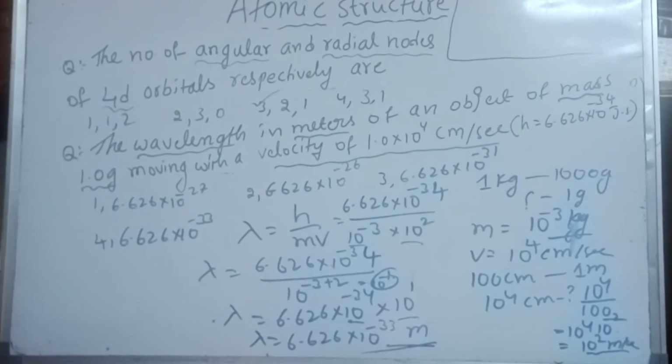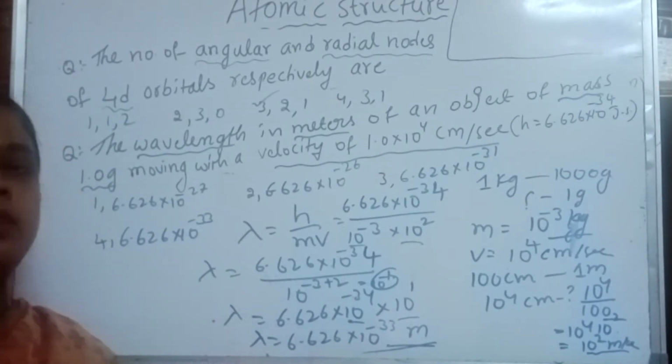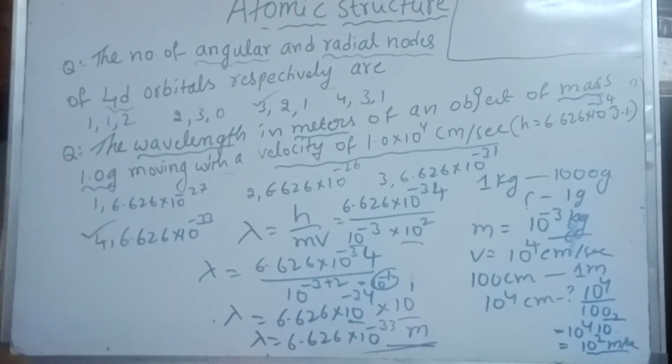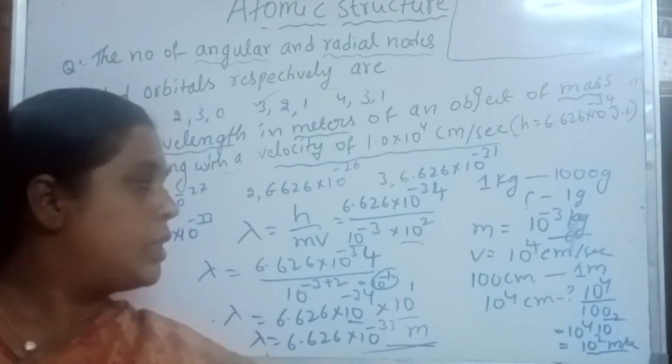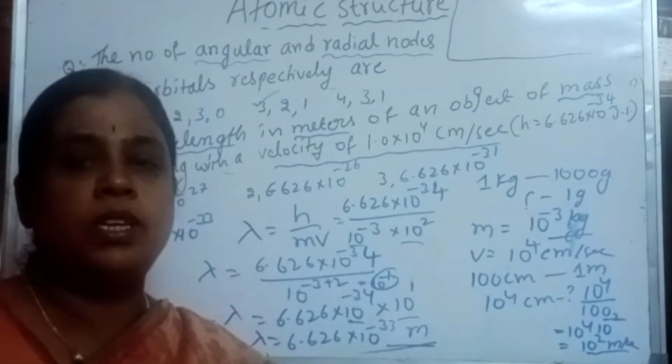So what is the answer here? 6.626 into 10 to the power of minus 33 meters. Which one is the correct option? The fourth one, in meters. Okay, so this is about one more question.